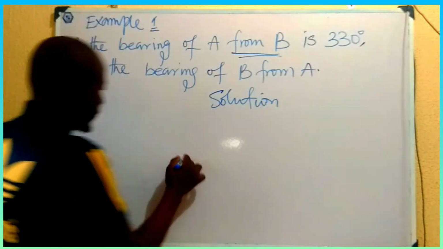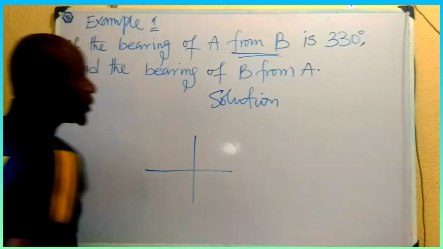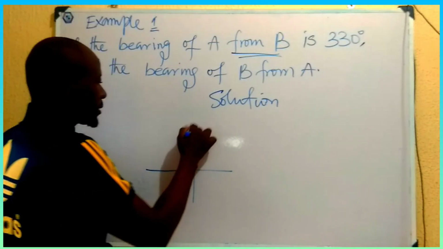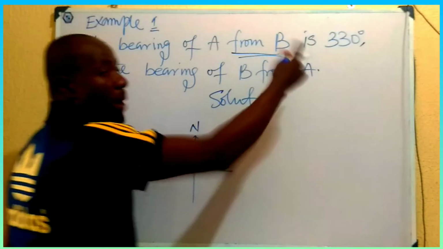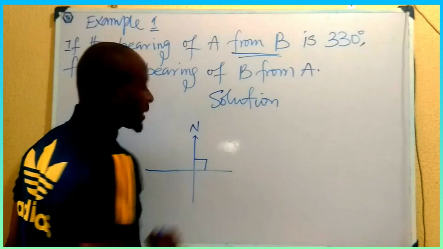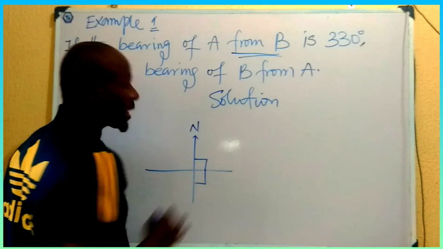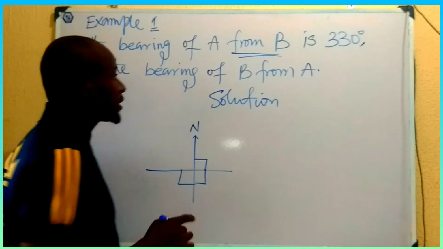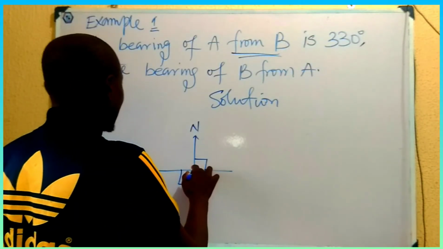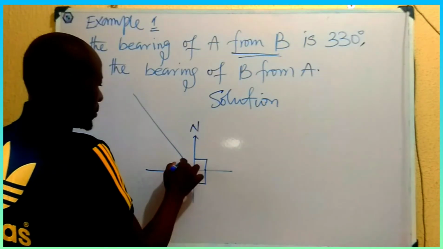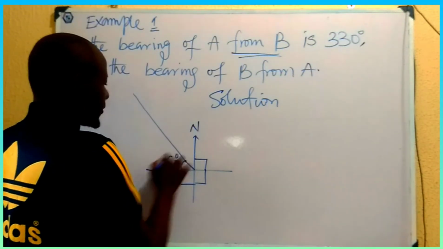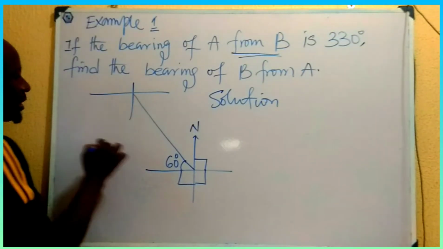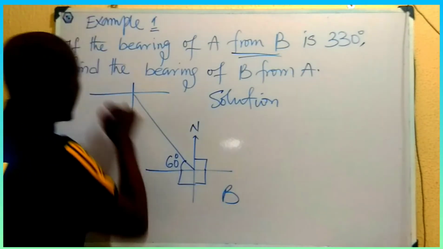Our starting point is from B. So I'm going to represent this 330 degrees on this cardinal point. Remember what I explained earlier, that this place will take 90, this place will take another 90, making it 180. This place will take another 90, making it 270. That means we have what? 60 degrees left. So 60 degrees left. Can you see it? So this is our B, our starting point B, and this is what?